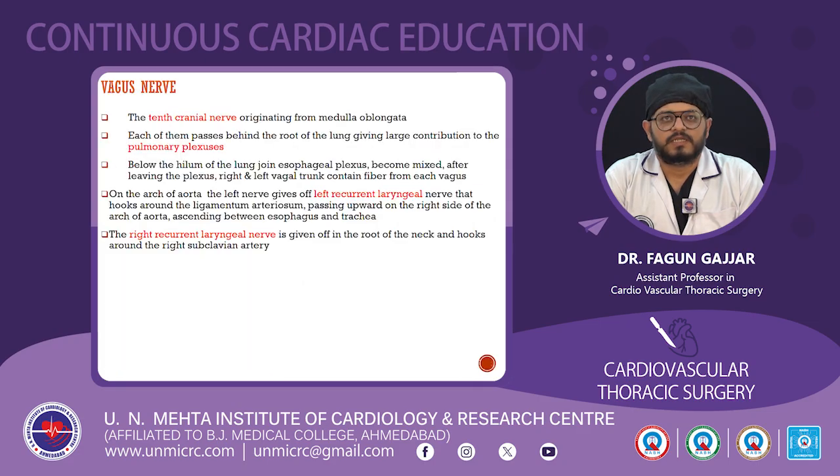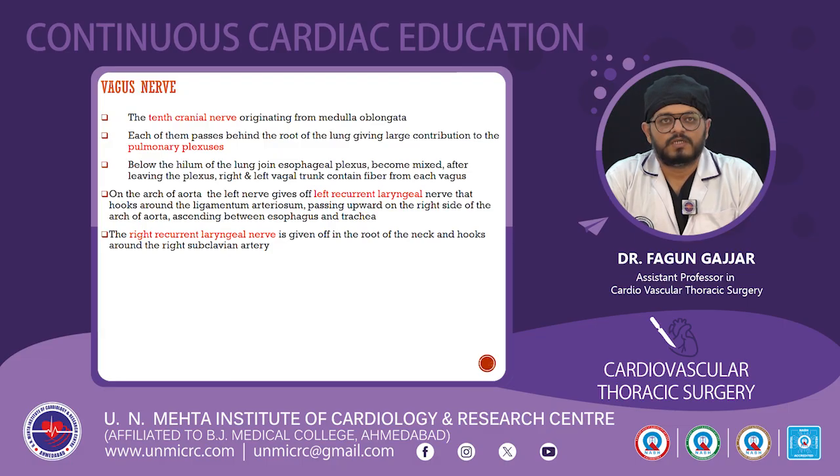The vagus nerve is the 10th cranial nerve originating from the medulla oblongata. Each of them passes behind the root of the lung, giving a large contribution to the pulmonary plexus. Below the hilum of the lung it joins the esophageal plexus, and becomes mixed after leaving the plexus. Right and left vagal trunks contain fibers from each vagus.